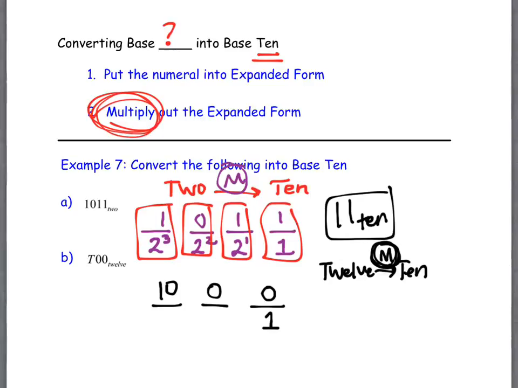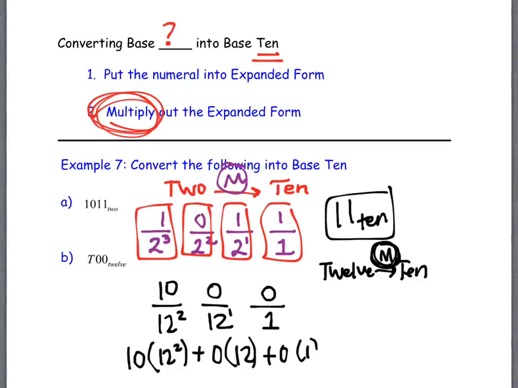You're always going to start with the ones place on the right. What's the next place value going to be? 12, because I'm working with base 12. So this is 12 to the 1. What's it going to be when I come over here to the third place to the left? 12 squared. Now, fortunate for us, we've got some zeros in here, so I'm not going to have to do as much multiplication. But I really have 10 times 12 squared plus 0 times 12 plus 0 times 1.